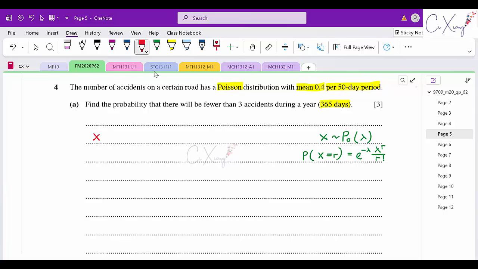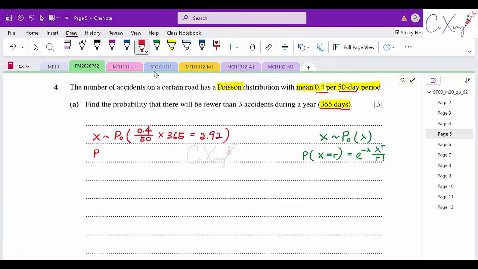Okay, then now when you want to set out this question, they give us the mean or the lambda for a 50-day period. It is 0.4 for 50 days, but now we are having the calculation for 365 days. Therefore, you need to adjust the lambda at first before you start the calculation. So let's start. I know that the 0.4 is for 50 days, right? So I make it divided by 50 so that I know for 1 day what is the lambda. After that, I have to multiply with 365 to get the lambda for 365 days. So if you didn't make any careless mistake, by right, you're having 2.92 here.